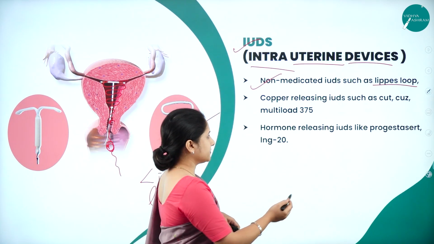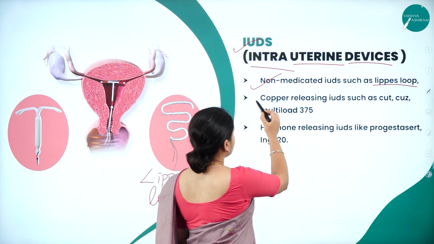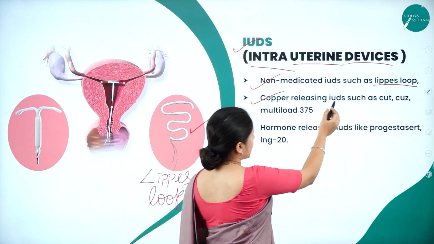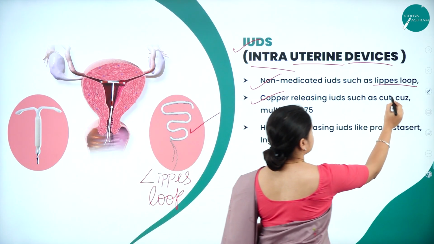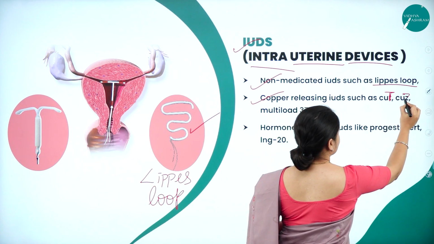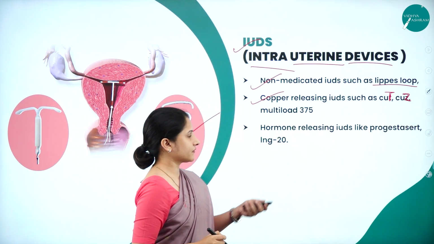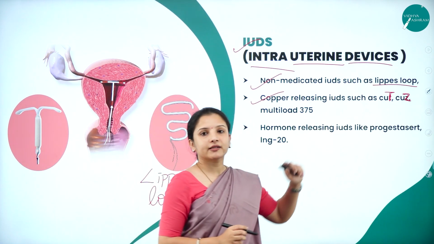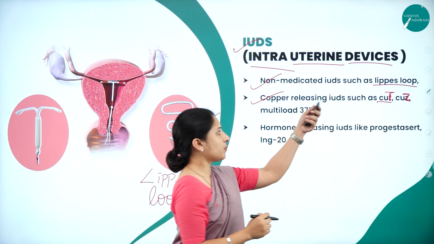Next, one more best contraceptive method is the copper-releasing intrauterine devices, such as the CuT. You have CuT, then you have CuZ, and you have Multiload 375. So CuT, I'll tell you what it is. Cu means copper.